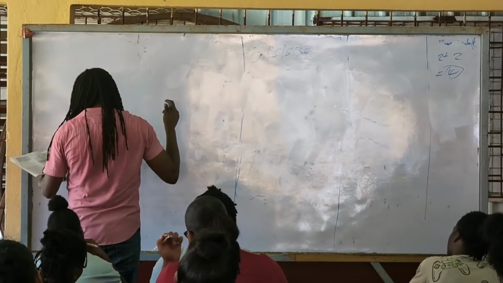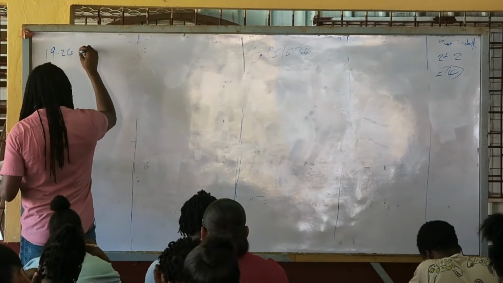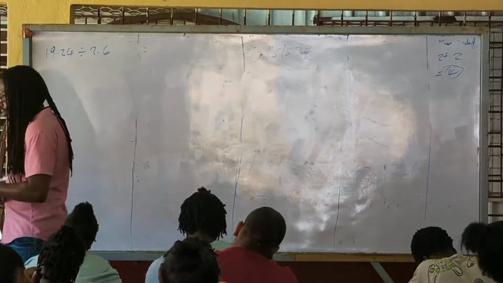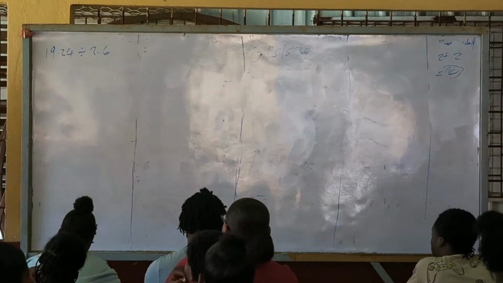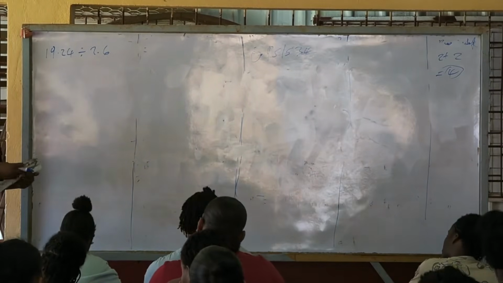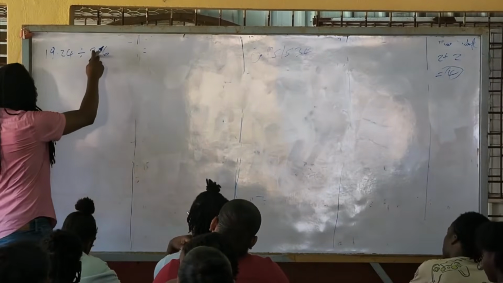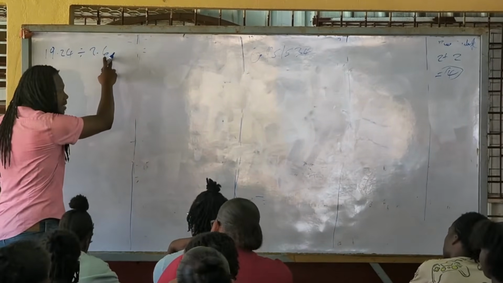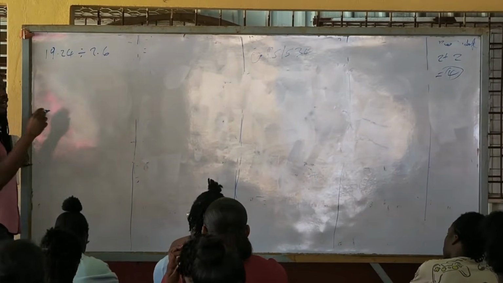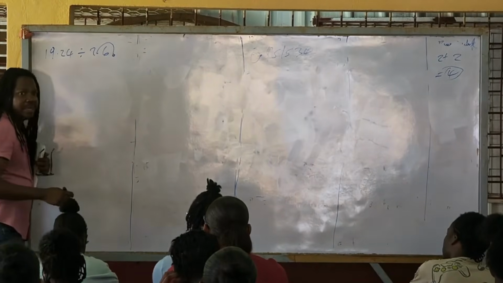Ready? Where are we? Divide. 19.24 divided by 2.6. Now, when you are dividing, you want the number that you're dividing by to no longer have a decimal place. Only the number that you are dividing by. So what you're going to do is to multiply this by 10 to remove the decimal place.